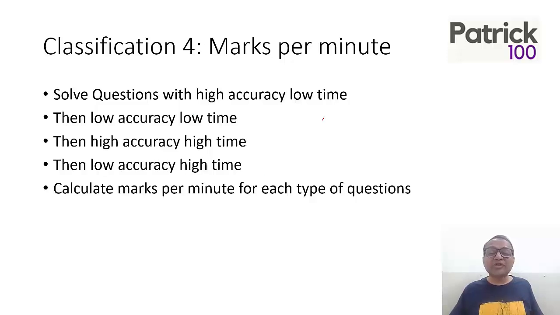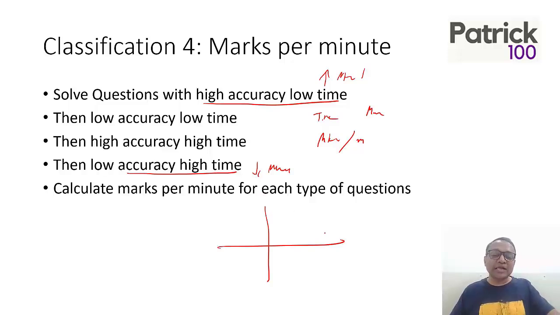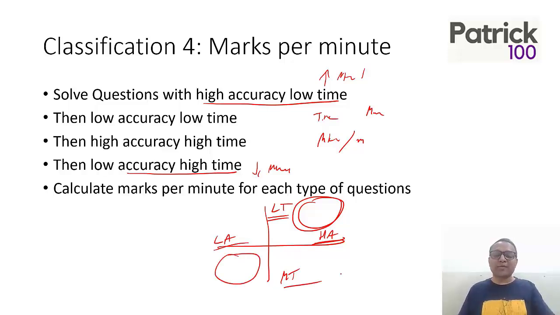Next is marks per minute. Again, you classify based on how much time you take and how much accuracy and marks you get for each type of question, and identify marks per minute. Normally high accuracy and low time will have the highest marks per minute, and low accuracy and high time will have the lowest. You can make a table classifying high accuracy, low accuracy, less time, more time. Focus on questions with high accuracy and less time, and avoid those with low accuracy and more time. That's how you plan and identify the questions.